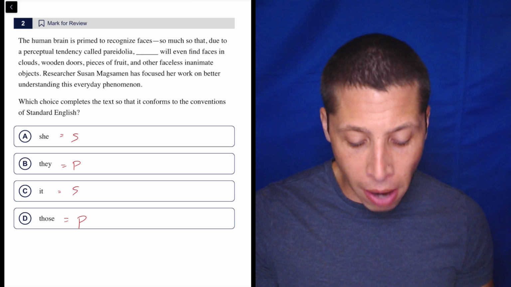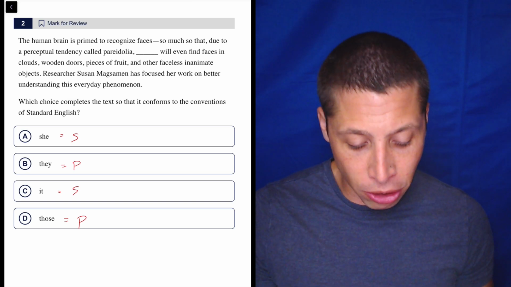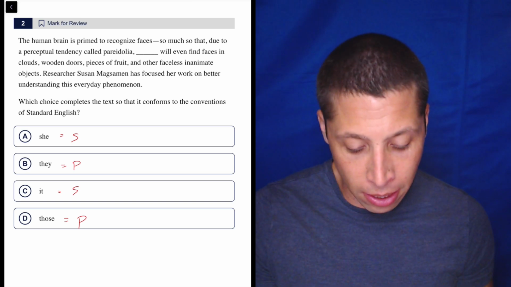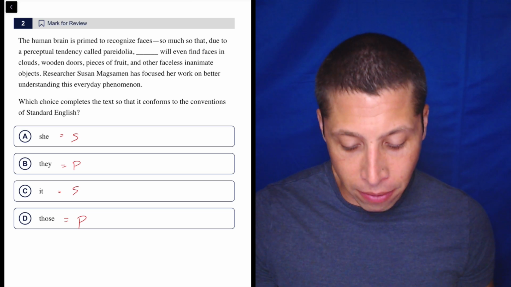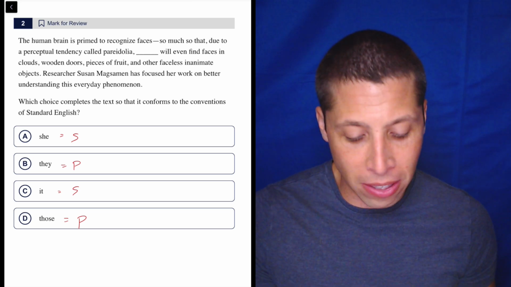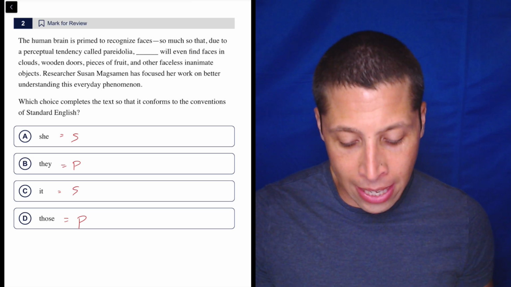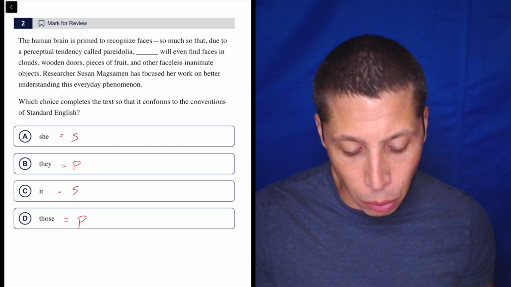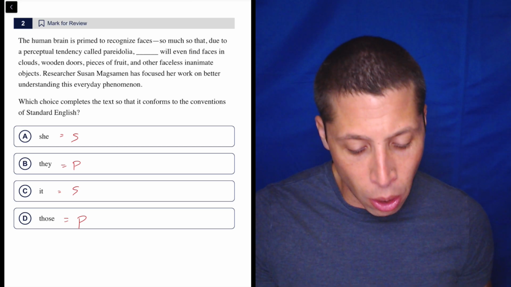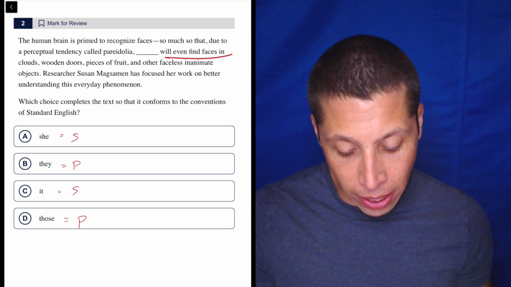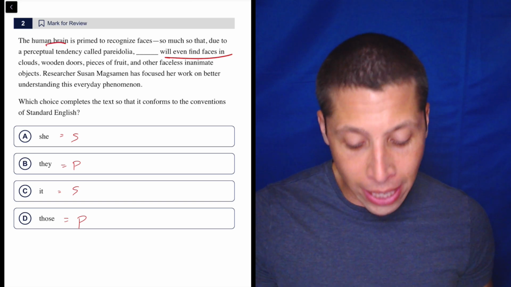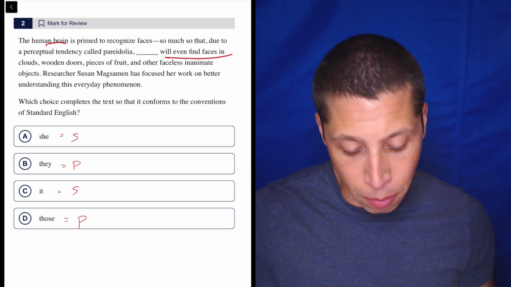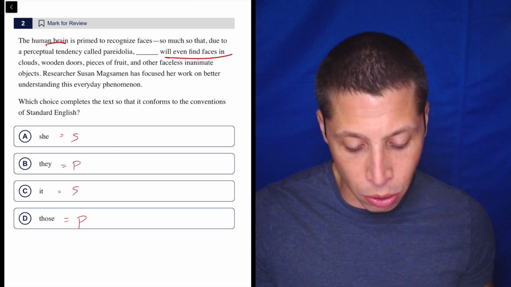The human brain is primed to recognize faces, so much so that due to a perceptual tendency called pareidolia, it will even find faces in clouds, wooden doors, pieces of fruit, and other faceless inanimate objects. Researcher Susan Megas had produced her work on better understanding this everyday phenomenon. So what will find faces, right? The brain, I guess. The brain is primed to recognize faces, so much so that the brain will even find faces in clouds, wooden doors, etc.